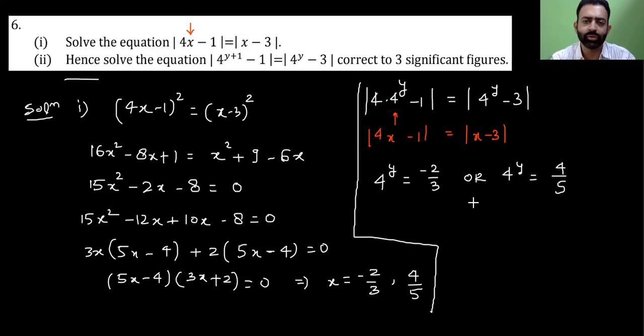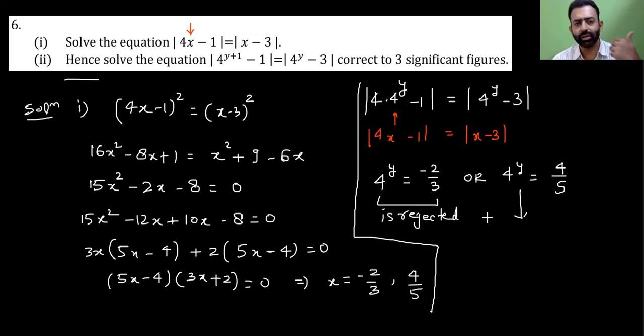Second thing, now we have to choose whether both the solutions are acceptable, or you can omit one solution. Of course, 4 raised to power y equal to minus 2 by 3 is not allowed, because 4 raised to power y is an exponential function, and exponential functions cannot be negative or equal to 0. They are always positive. So we say that this is rejected, as exponential functions are always positive. So I have only this solution.